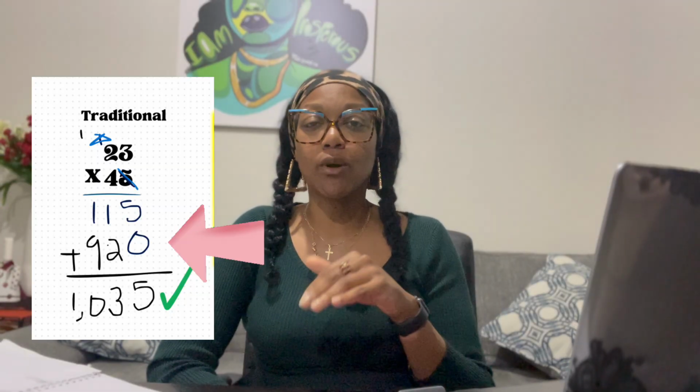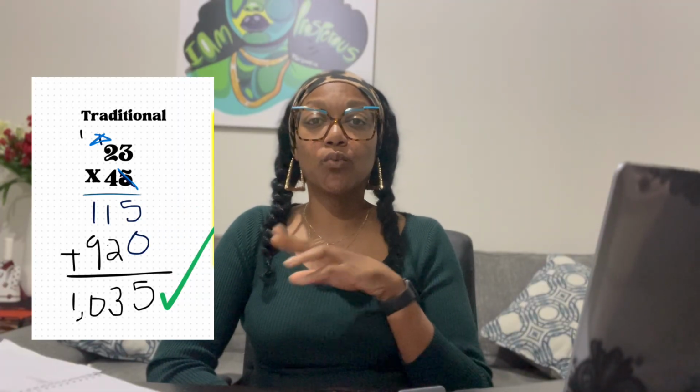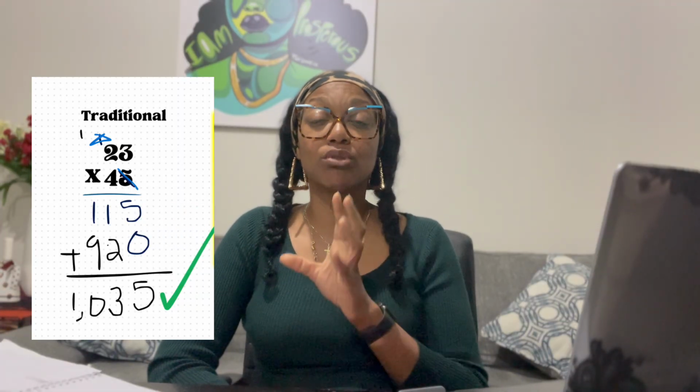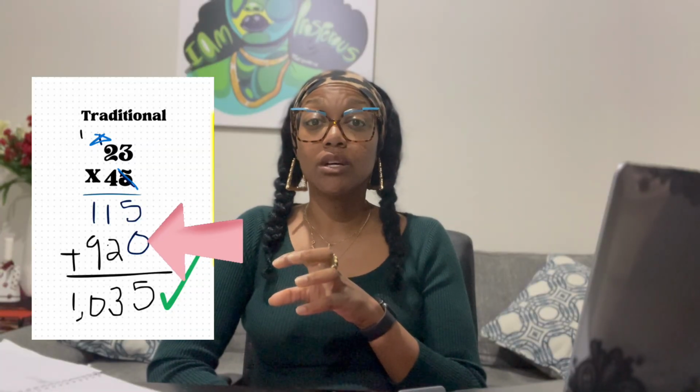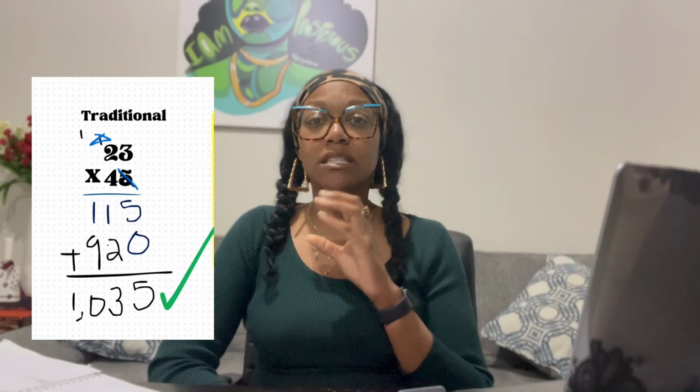Now, there will be some misconceptions that you need to look out for and that you need to address. One thing is, in the traditional method, students will forget to put that placeholder on the second row. So say if I have a 2x2 that I'm multiplying, and once I do the 1s and I move over to the 10s, the students forget to place that 0.